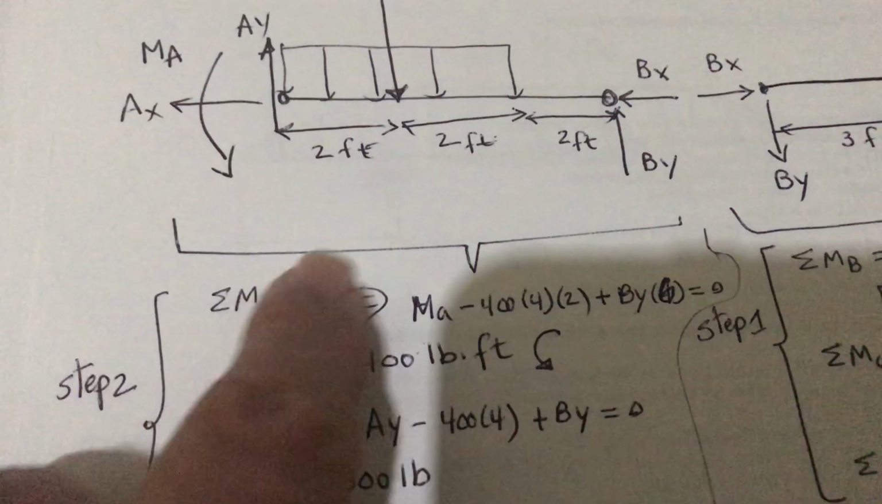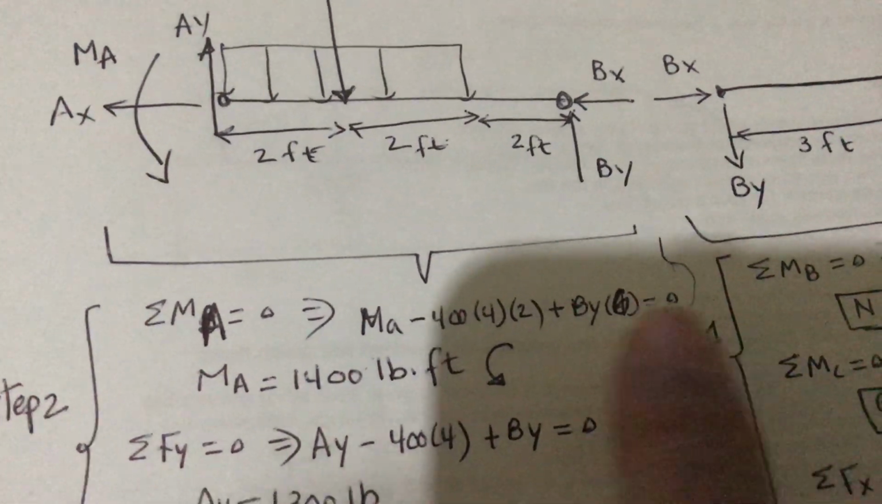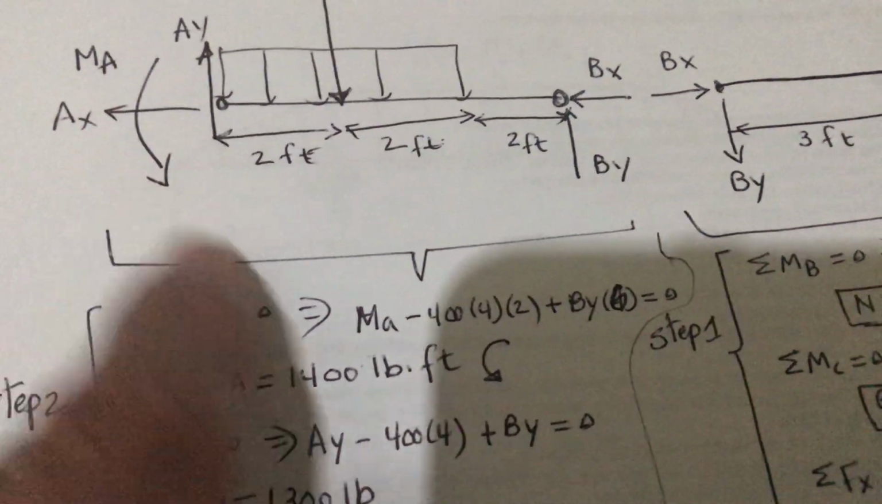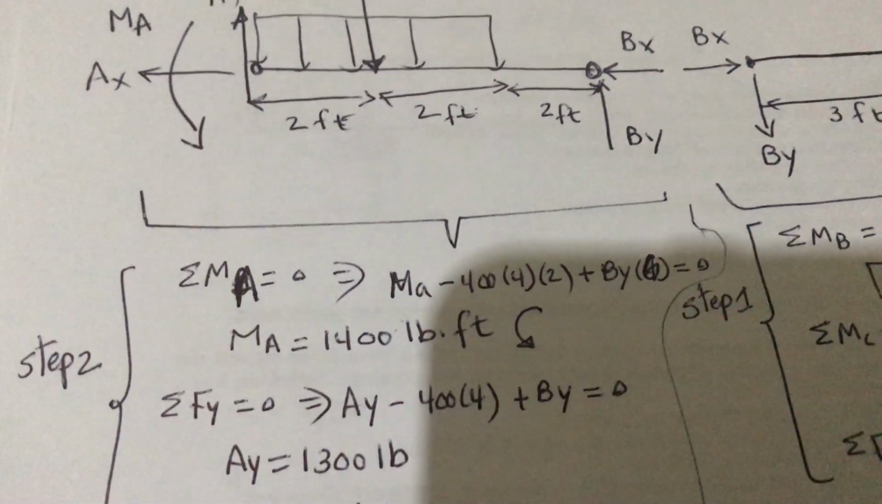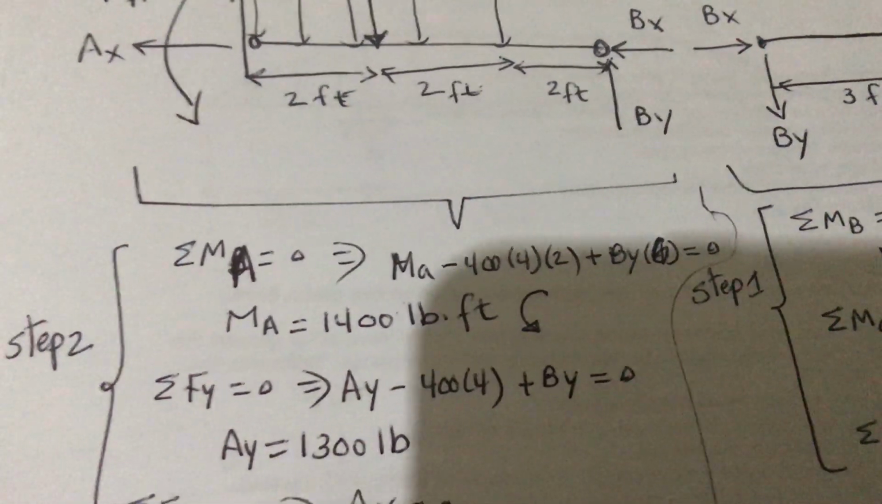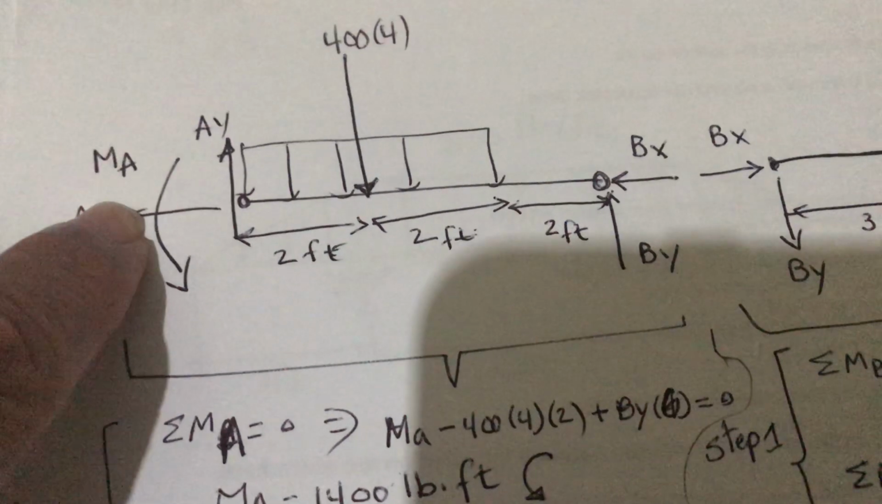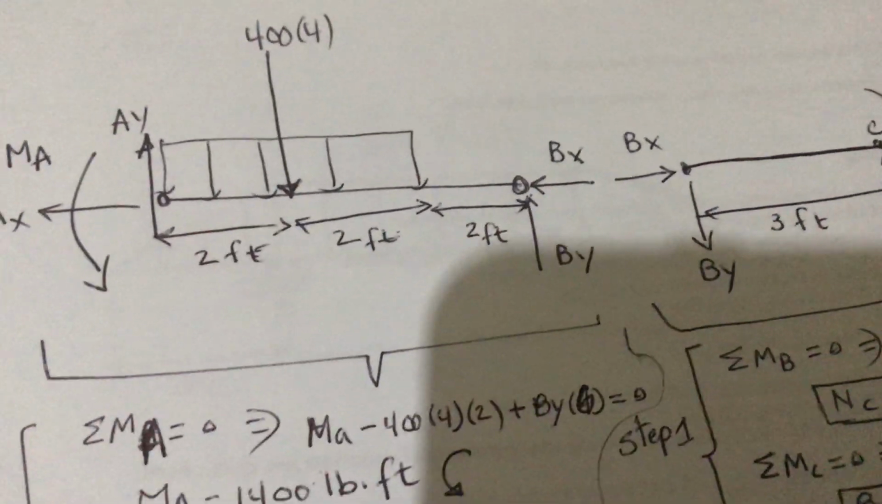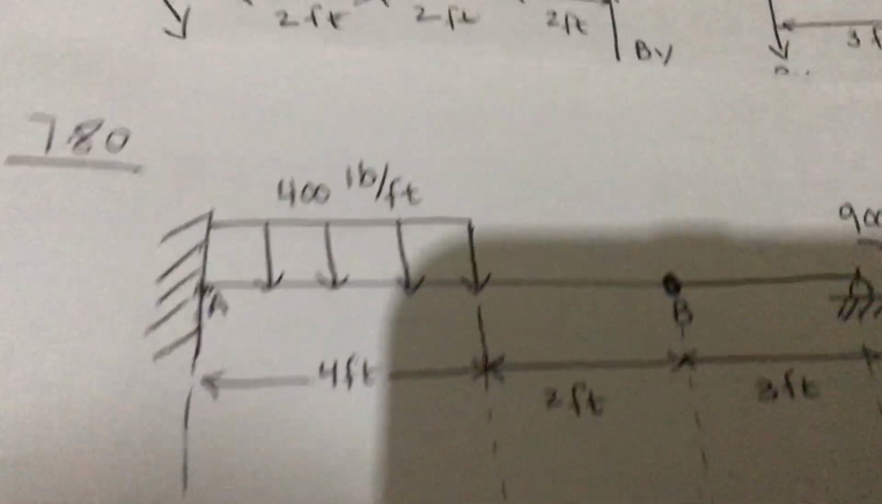It's going to go like this. Going to go in the plus. Moment A equal to 0. Now you could find the moment A, 1,400 pound-feet, and it's going that way. It's in the same direction. So now we found the moment, we find ay, we find ax, and we find both bx and by. So since we are done from this, now we will draw it.